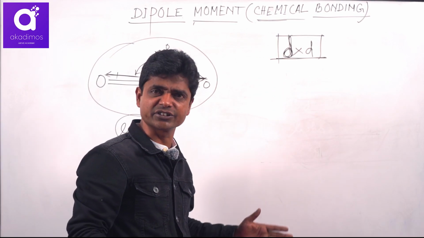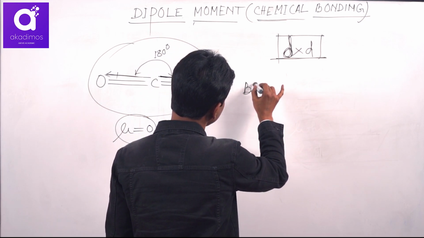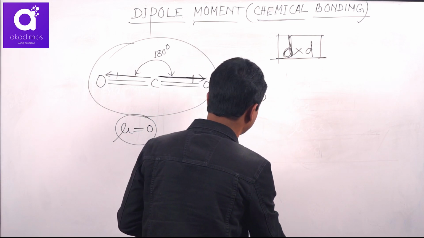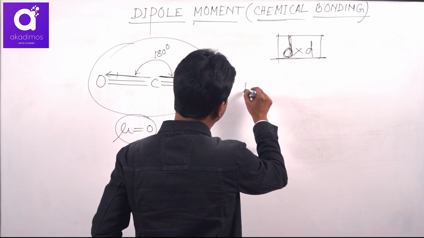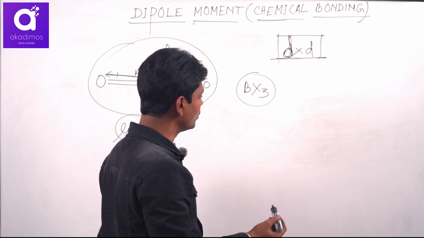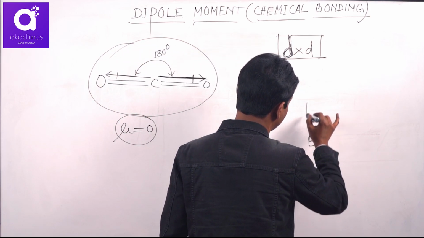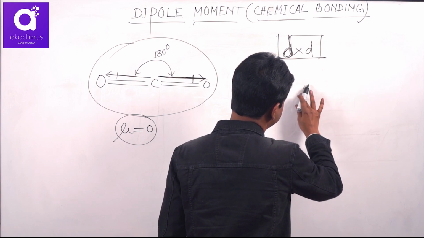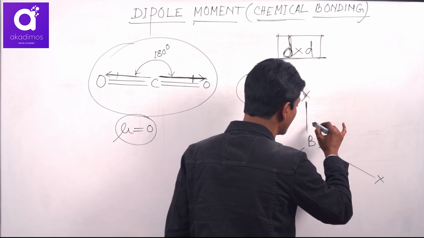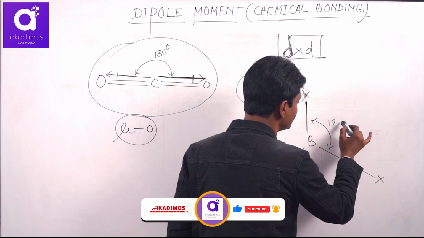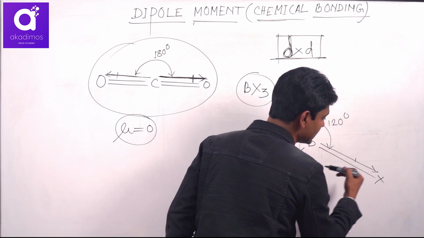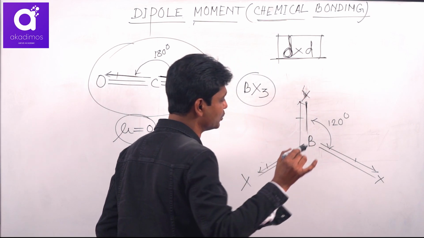Now I'll give another example, BF3 or BX3. You can take generally any boron trihalide. I am taking the general BX3. From the concept of hybridization, you know its shape is trigonal planar. This is X, this is X, this is X. And you know the angles are perfectly 120 degrees. And the direction of the bond moment is along X, since you know here X is more electronegative than boron.